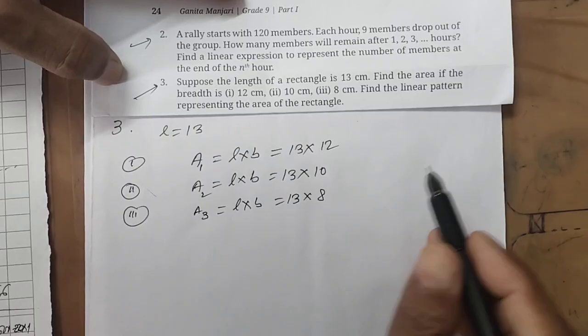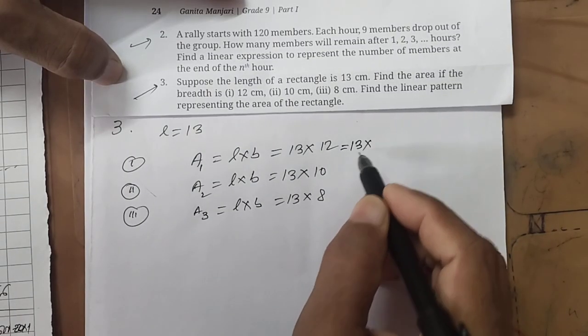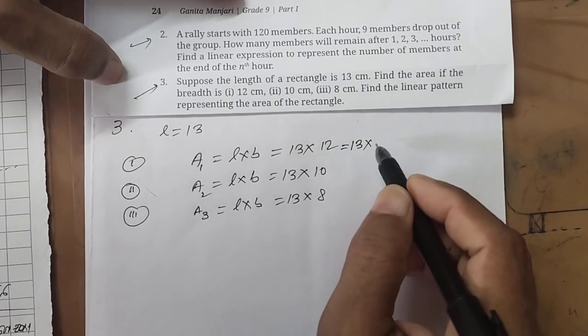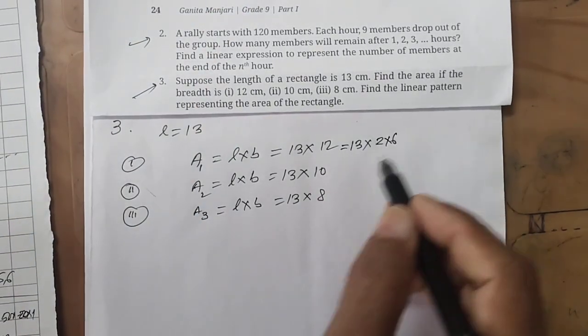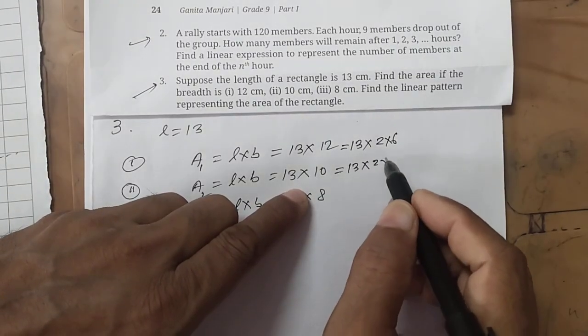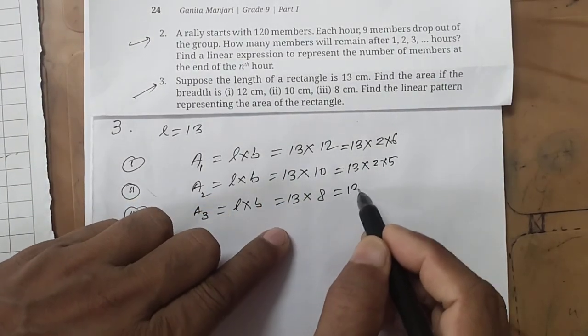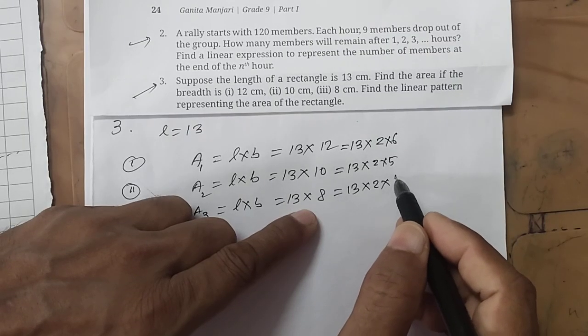Now we have to find the linear pattern. How will we find the linear pattern? You see, 13 into 12, I can write 12 as 2 times 6, 13 into 10 we can write 2 times 5, and here 13 into 8 we can write 2 times 4, 2 fours are 8.